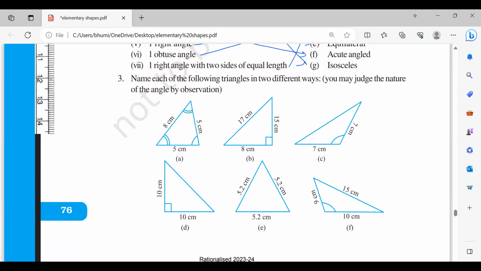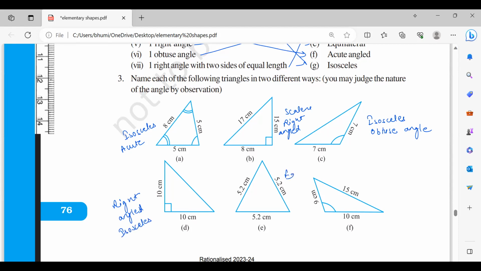in two different ways. So this is isosceles, and it is also an acute angled triangle. Then this is scalene right angled. Then this is isosceles obtuse angled. Right angled isosceles. Equilateral, and you can also say acute. Then this is scalene obtuse. Okay.